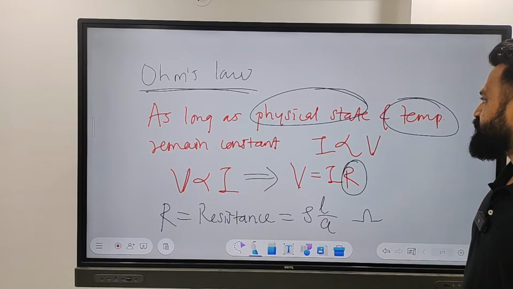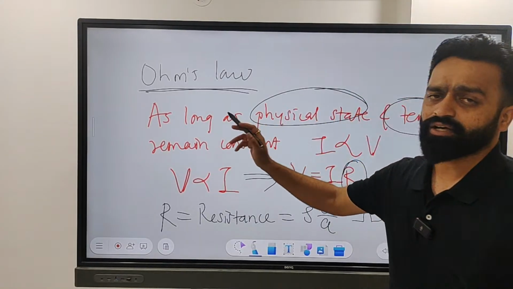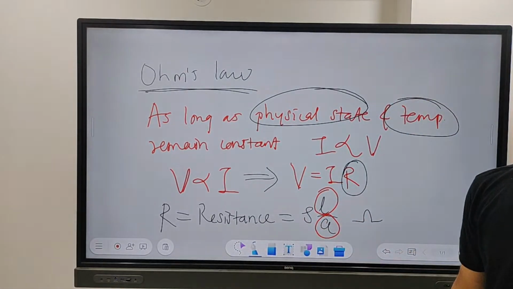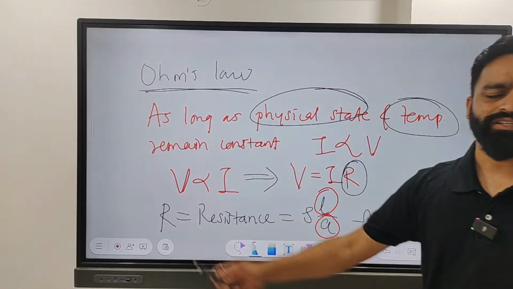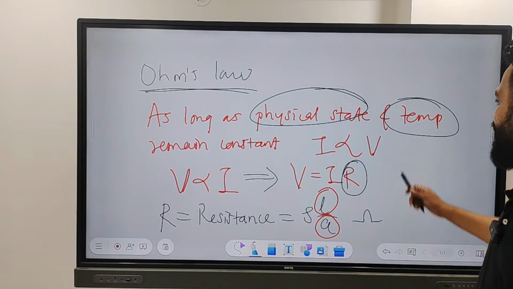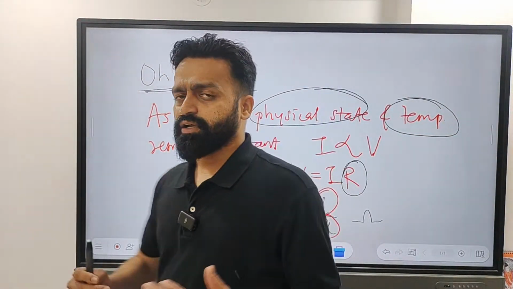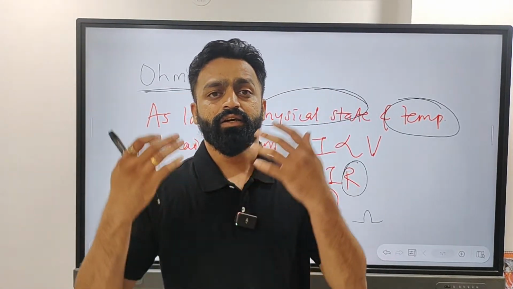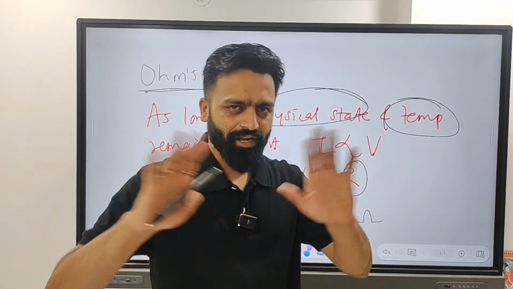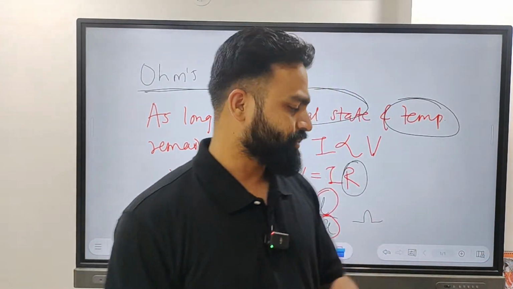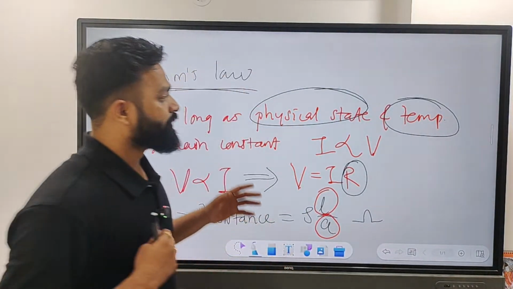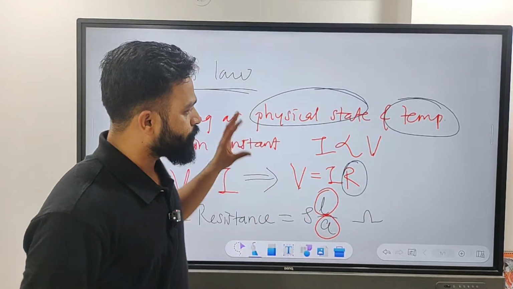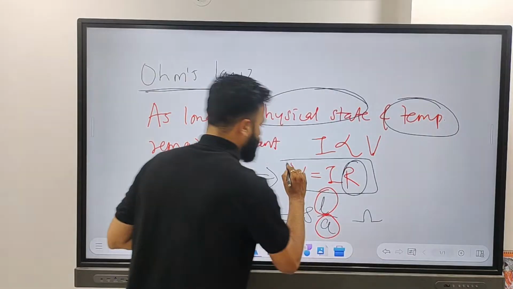Its unit is ohm. That's why it is said that if physical state is constant, meaning L is constant and A is constant. If L and A change, then resistance will change. Simple. Okay, and temperature, all of you know with change in temperature the resistance of a material changes, whether it is a conductor, good conductor, bad conductor, semiconductor, alloys. In special alloys the resistance remains constant even though there is a change in temperature. But we have to understand that as long as physical state and temperature remain constant, only then will Ohm's law work, meaning the equation V is equal to IR will work.